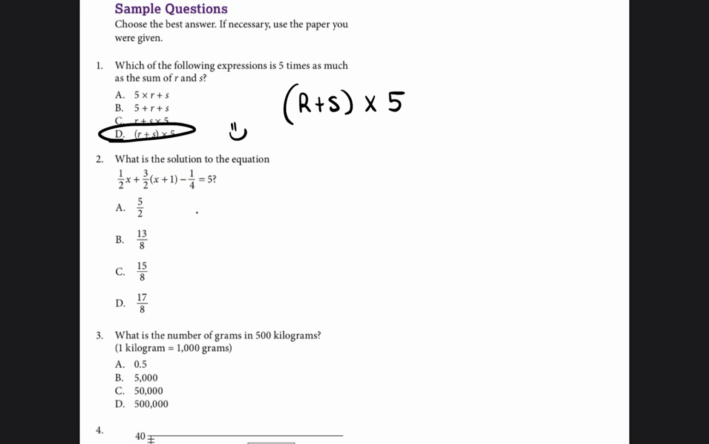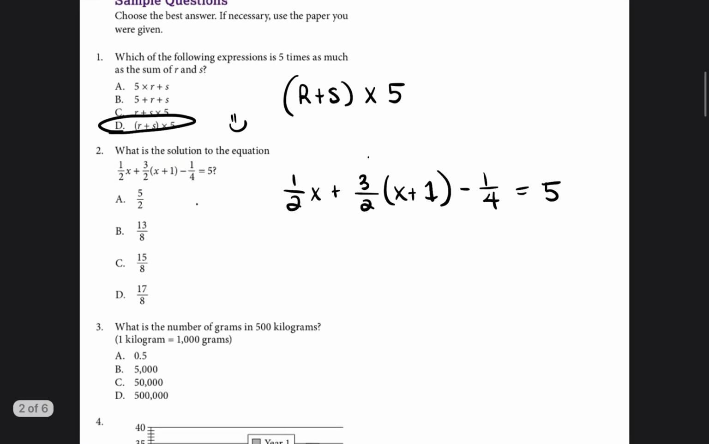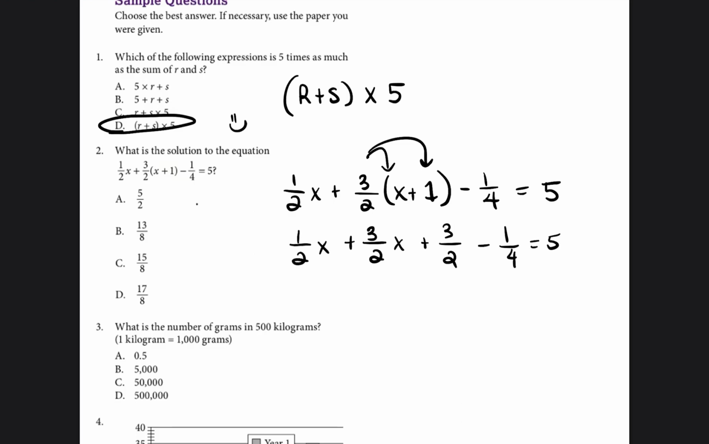What is the solution to the equation? So it's 1/2 x plus 3 halves times x plus 1 minus 1/4 equals 5. So I'm going to go ahead and distribute this first. 3 halves x plus 3 halves minus 1/4 equals 5 plus 1/2. And then I'm going to get rid of those fractions by multiplying everything on both sides by 4.